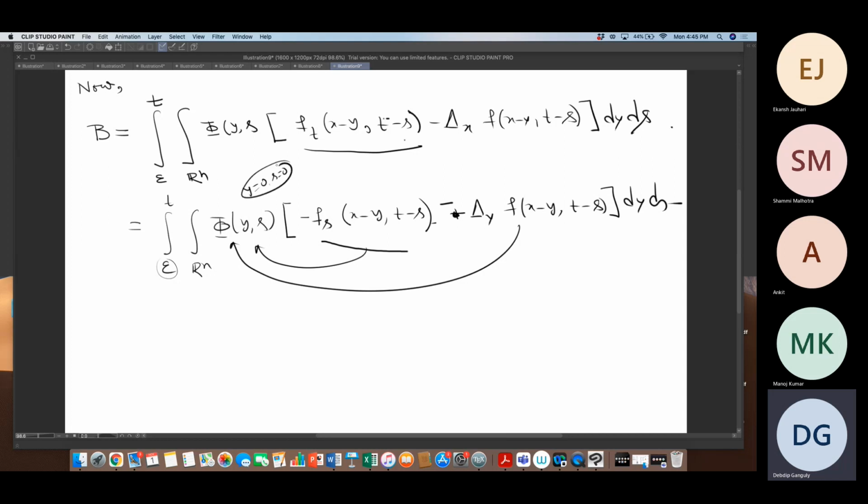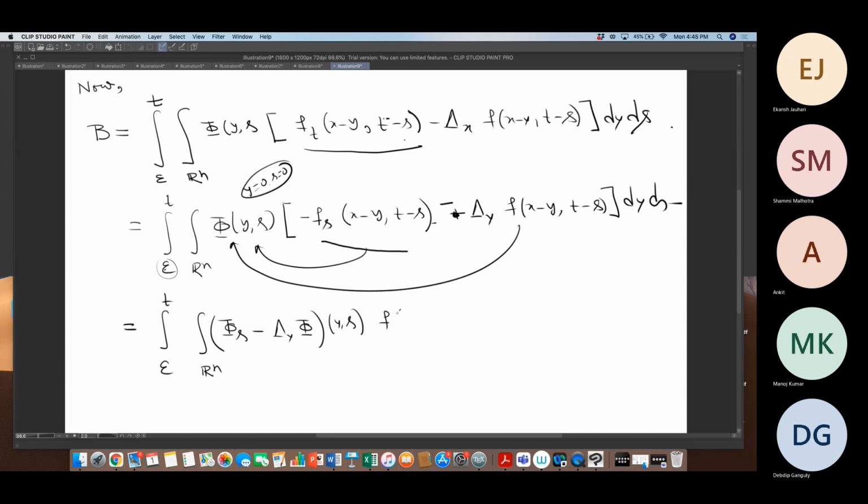So I have taken now, if t is your epsilon to t, so s is from epsilon to t, s never goes to 0 for fixed epsilon positive. So for any R^n, this can be a C infinity function. Okay, now do the integration by parts. Of course, the t and epsilon boundary term will be there for the s integral. So this, if I write down, will be the integral from epsilon to t over R^n of ... ds minus Laplacian of phi at the point y, s, f of x minus y, t minus s, ds.